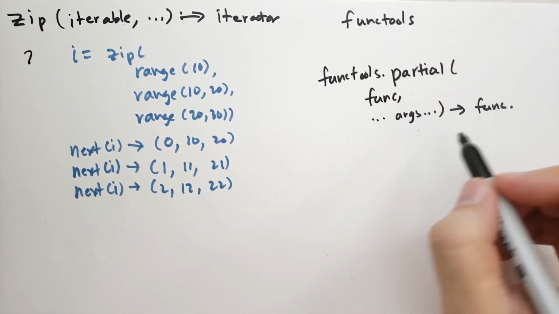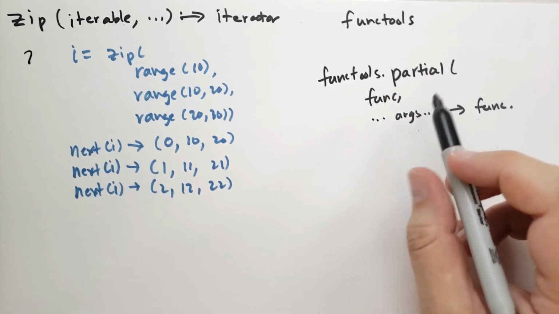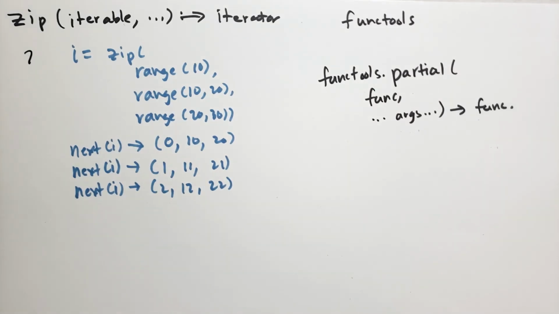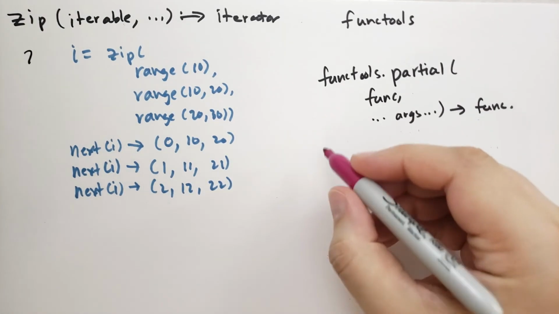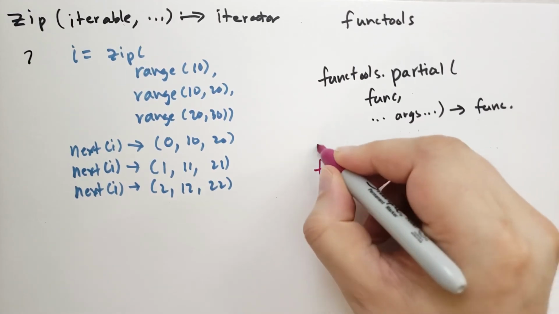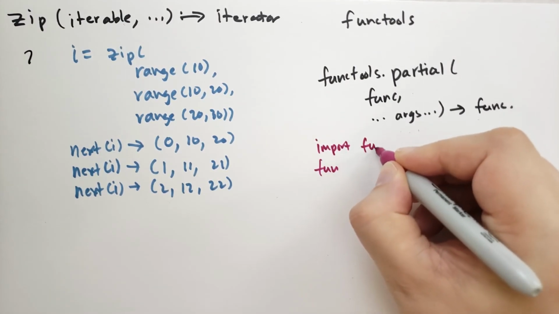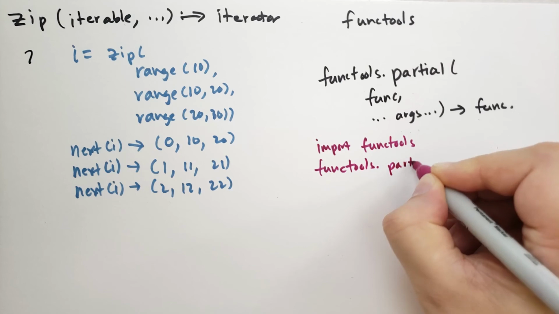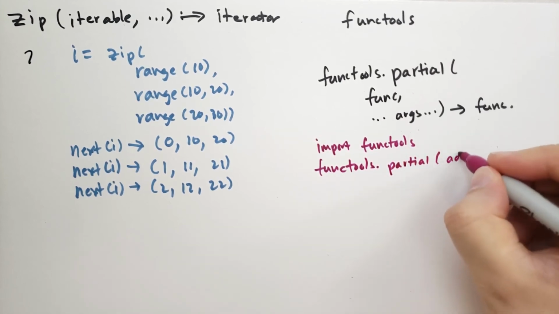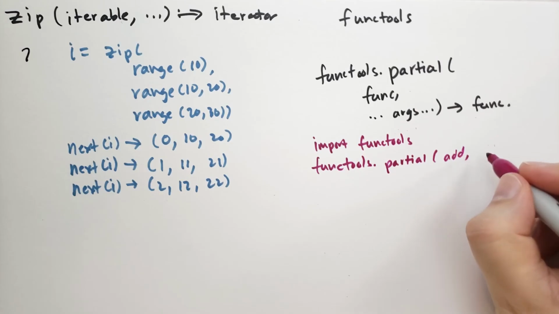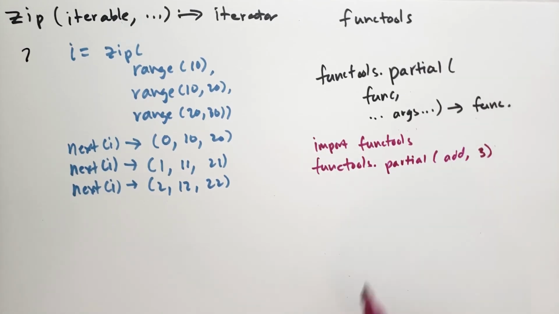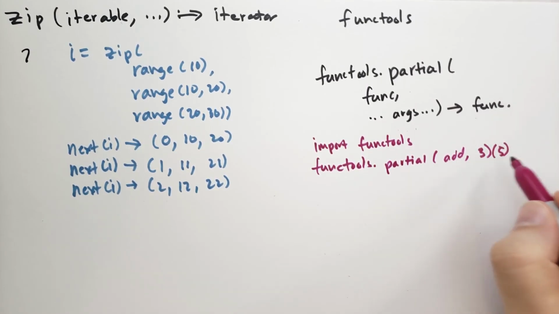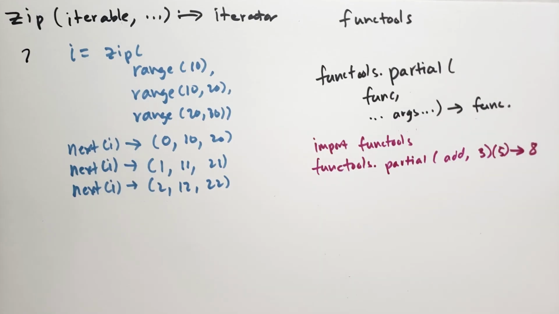And so this result, if you were to call that result of the partial function with additional args, then it would be like calling this original function with all of the args specified in partial and all of the args that you've added in. So let me give an example of that. Let's say we did import functools. You have to import it. And we did functools.partial on our add function. And we're going to specify the first thing we're going to add is 3. Okay? And this is going to return a function. And if we call this function with 5, then it's going to call add with 3 comma 5, and it's going to give us back 8. Okay?